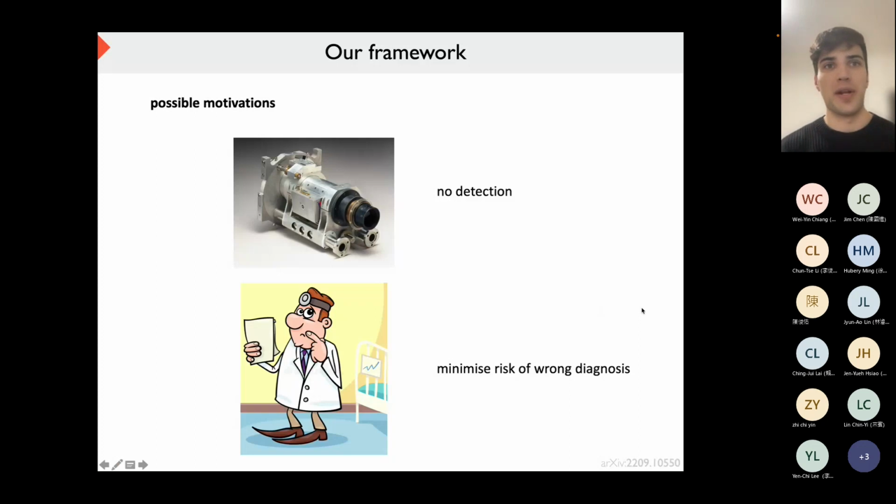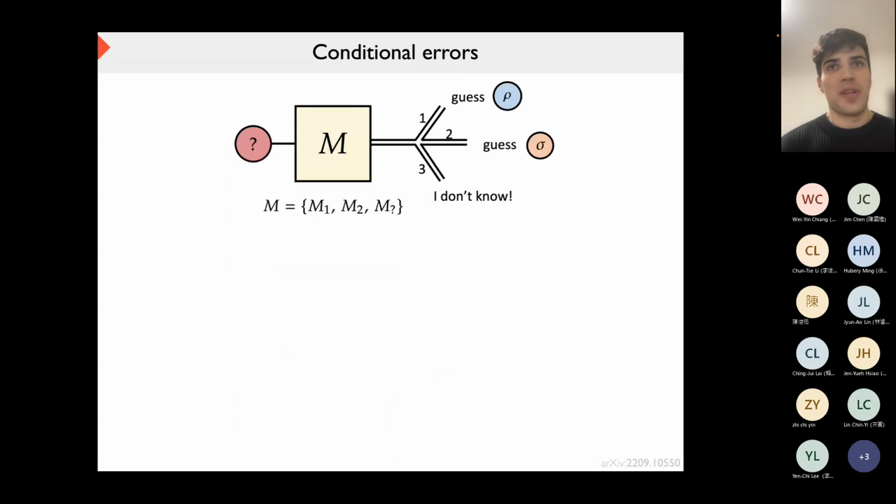But okay, so let's now try to understand this at a more formal level. So we have this measurement. We have three outcomes of this measurement, and we denote the measurement operators as M1, M2, and M question mark.